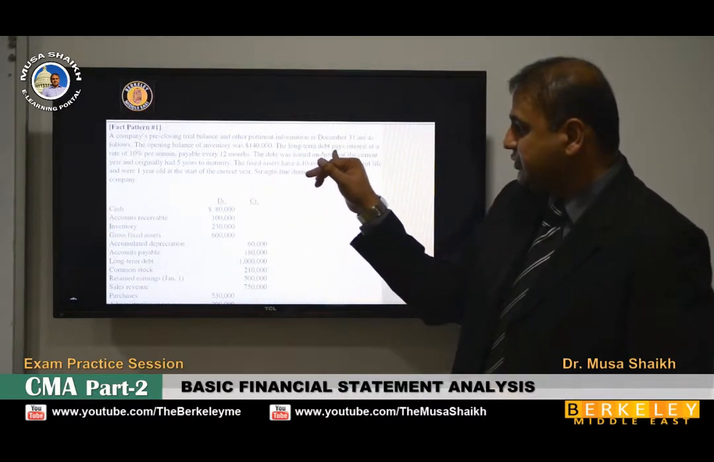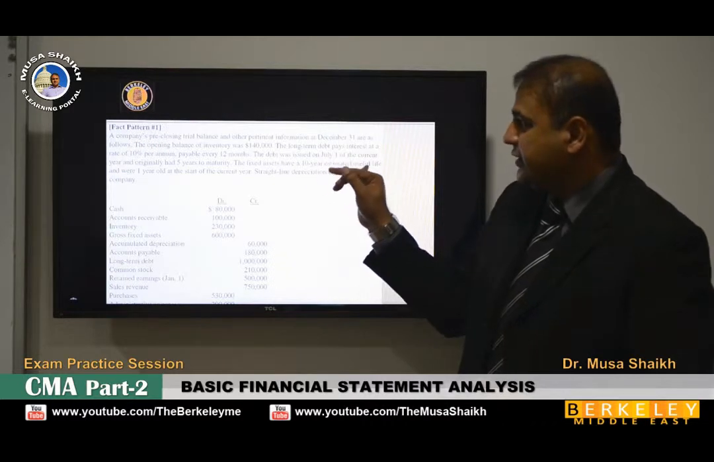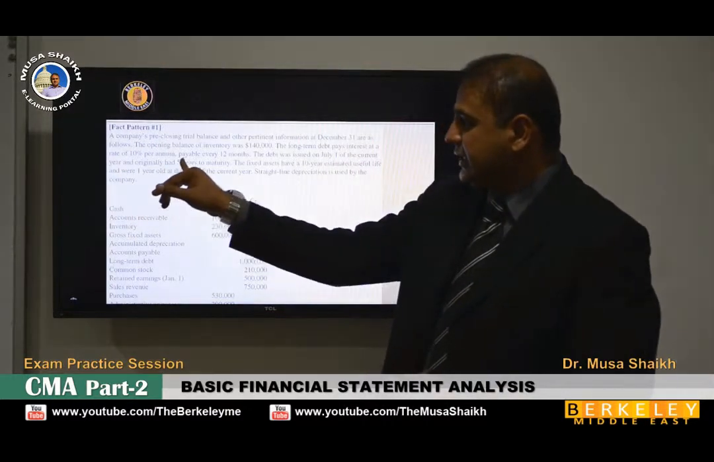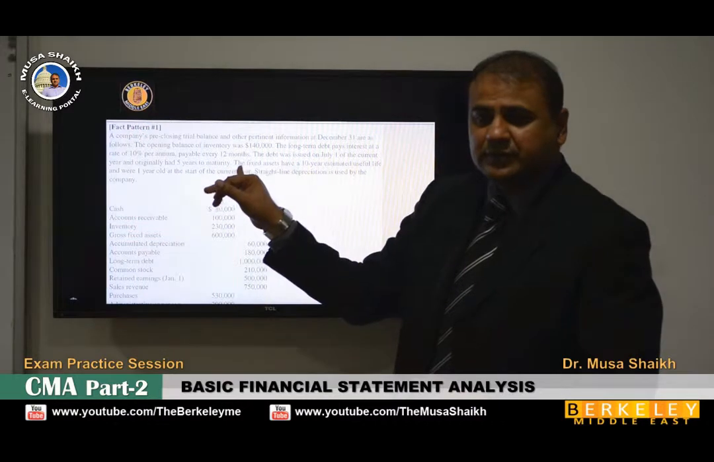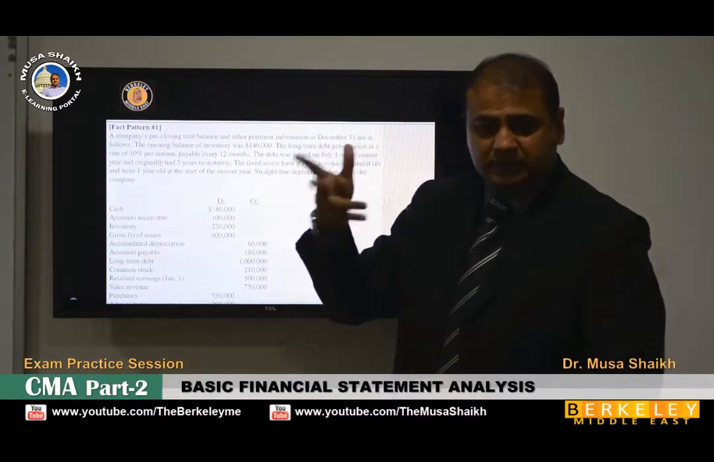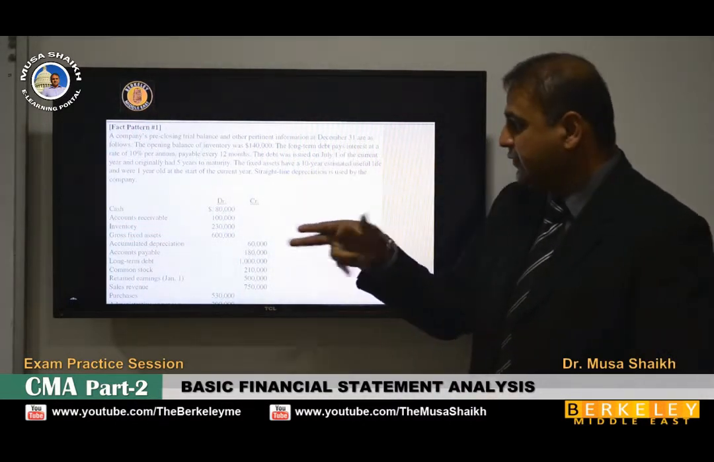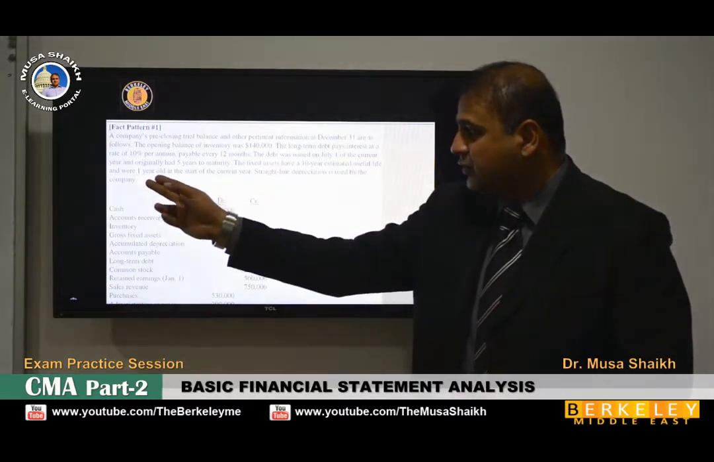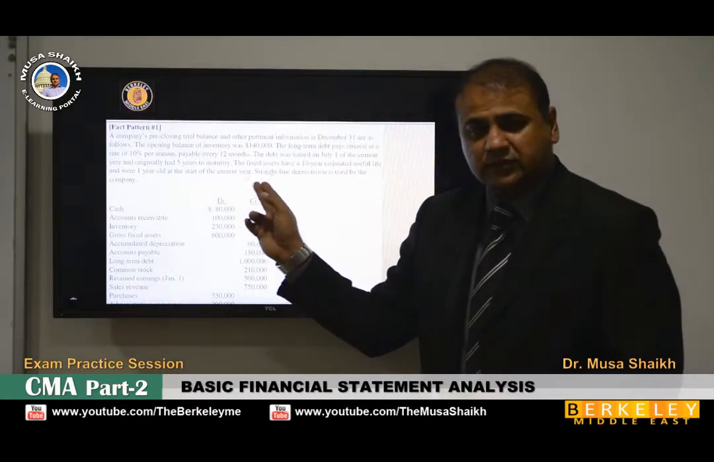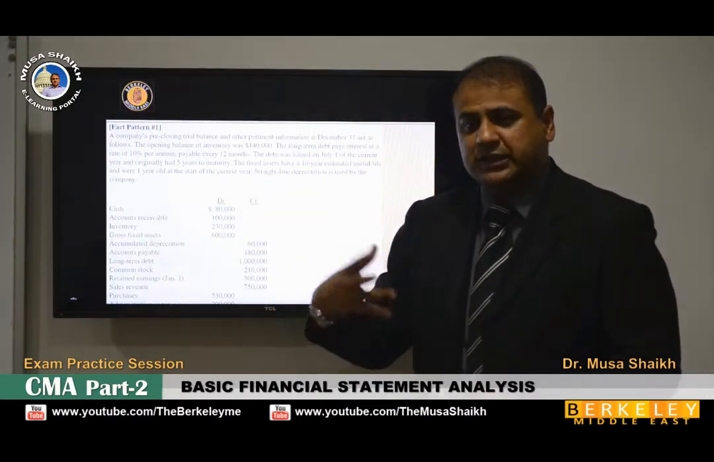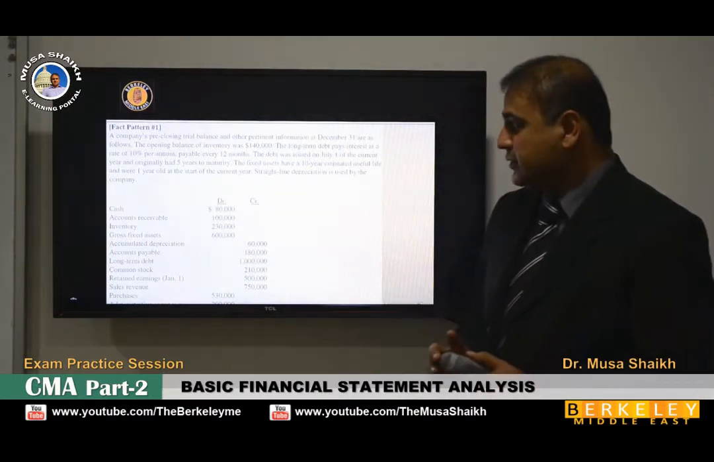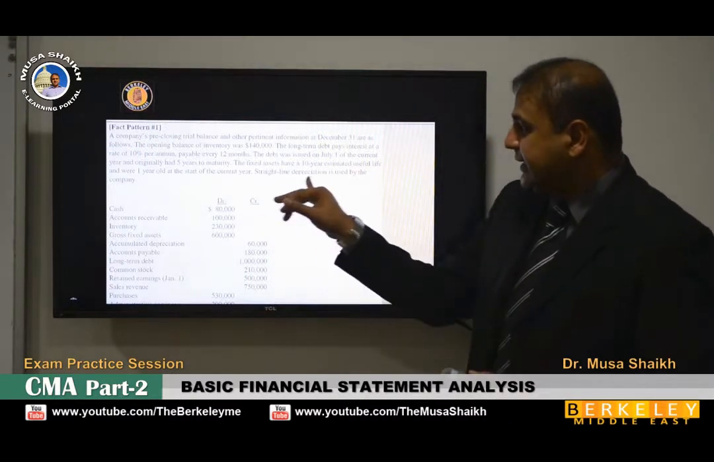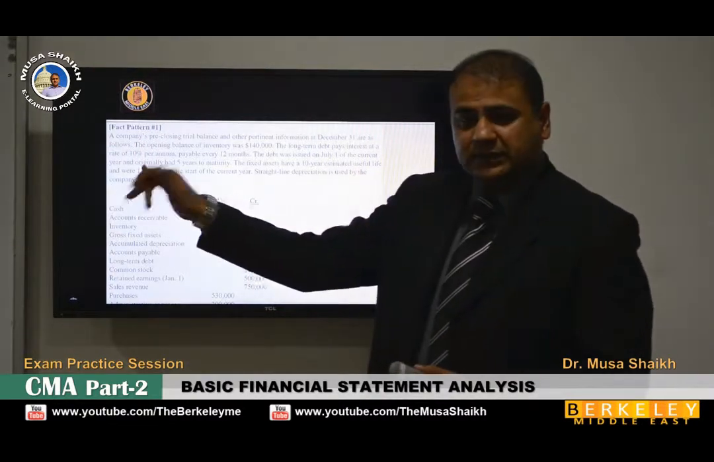The debt was issued on July 1st of the current year and originally had 5 years to maturity. So it's a long-term commitment that you have to pay for 5 years. The fixed asset has a useful life and was 1 year old at the start of the current year. So depreciation can be started because it's 1 year old. Straight line depreciation is used by the company.